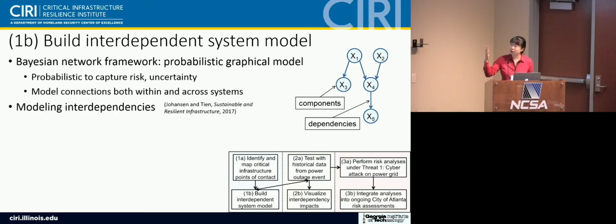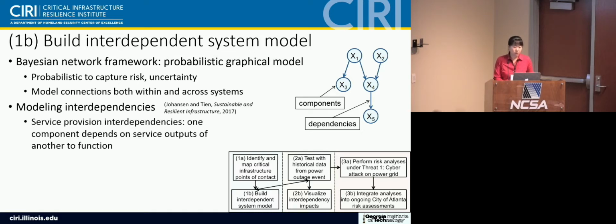For this project, we wanted to specifically model interdependencies. This is building off of some work that we have done, and also expanding it for this particular case. We're looking at two specific types of interdependencies. The first is what we call service provision interdependency. This is when one component depends on the service outputs of another to function. This could be like a water treatment plant requiring power in order to perform its treatment, and also pump stations and other services that require power.